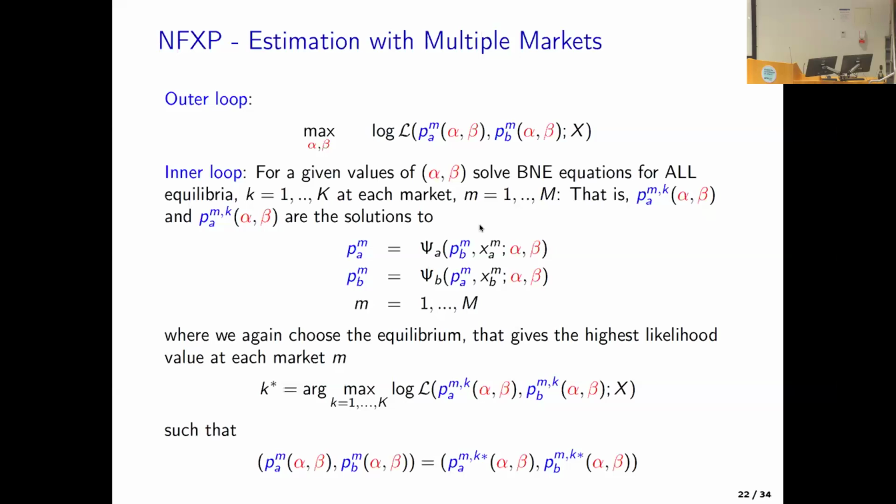And so they are the solutions to these Bayesian-Nash equilibrium equations. And then what we're going to do at each market is take the equilibrium in each market that was most likely played in that particular market.